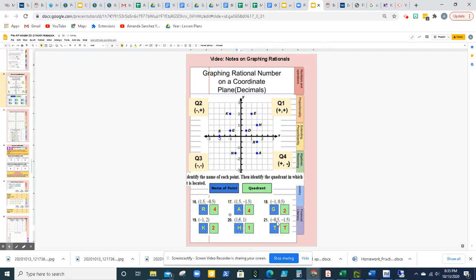And then the last one that you're going to do with decimals is a negative, negative. So negative, negative is quadrant 3. The location is at negative 1/2 or negative 0.5, so that would be right here. And then you have to go down 1.5 units, so that would be 0.5, negative 1, and this would be negative 1.5. So that would be point N.